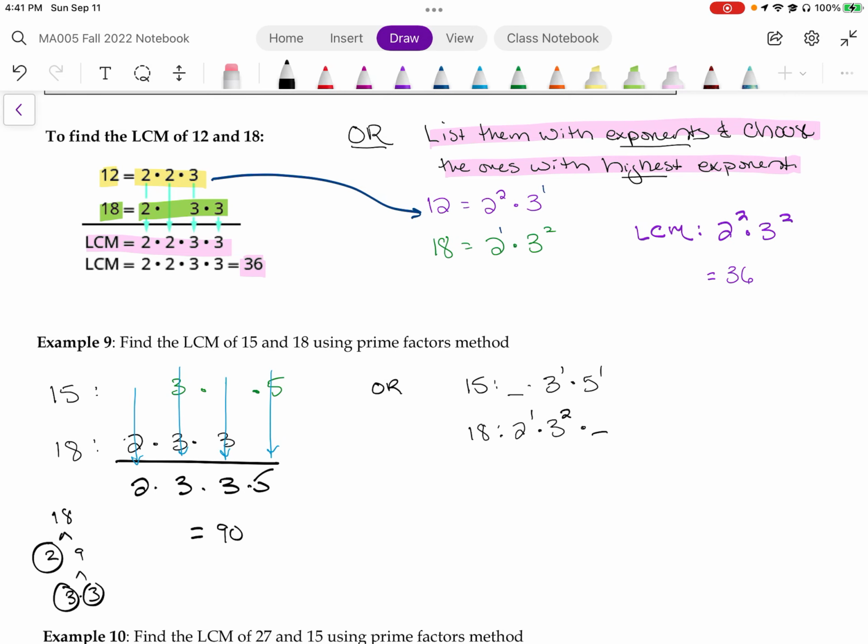Okay, so now I go through and I choose the one with the highest. Out of the 2's, which one has the highest? Well, hopefully it's obvious that it's the 2 to the 1, right? Just 2 to the 1, and you don't have to write the 1.